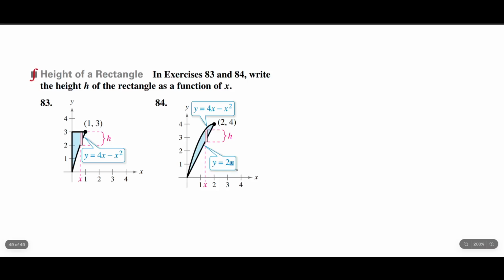Hey everybody, Vade here. Today we're going to be doing another geometry need for calculus problem. Today we're going to be finding the heights of rectangles.